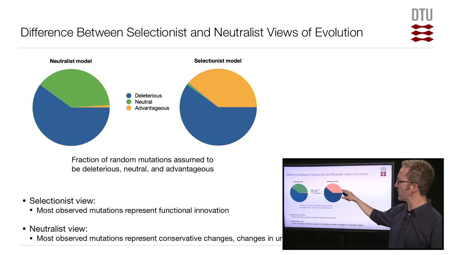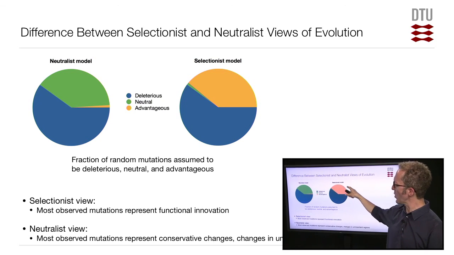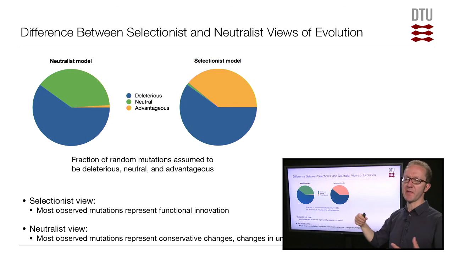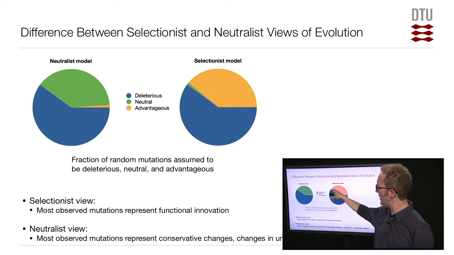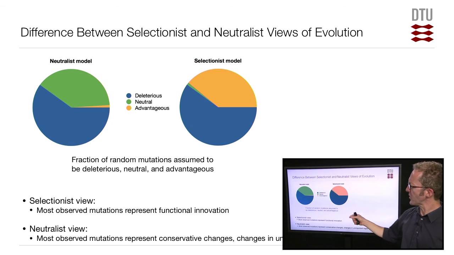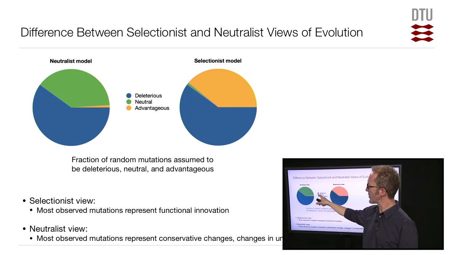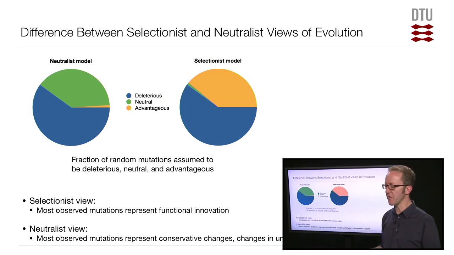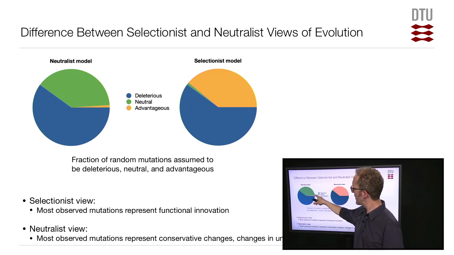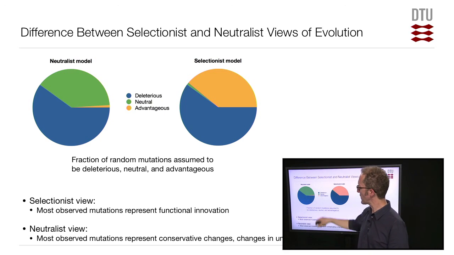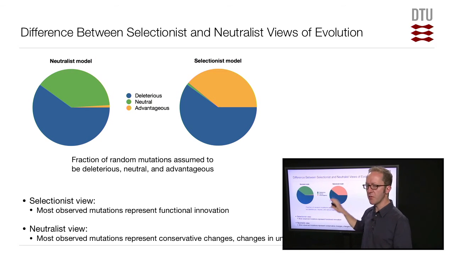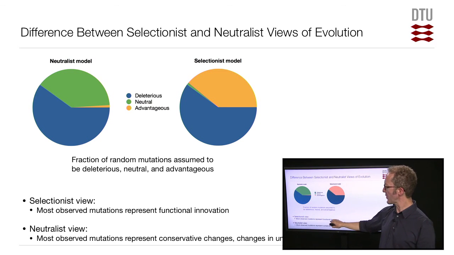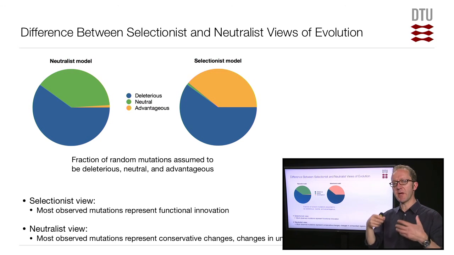So under the strict selectionist model, you would say that practically all of the observed mutations are advantageous. They're there for a reason. They're there because they make some protein better. And then maybe there's a small sliver of neutral mutations. The neutralist would say that the vast majority of observed mutations are probably neutral. They don't make a difference in fitness. And then there's a small section here with advantageous mutations. This means that in the selectionist view, most of the mutations we observe are there because they represent some sort of functional innovation. They have made some protein better.